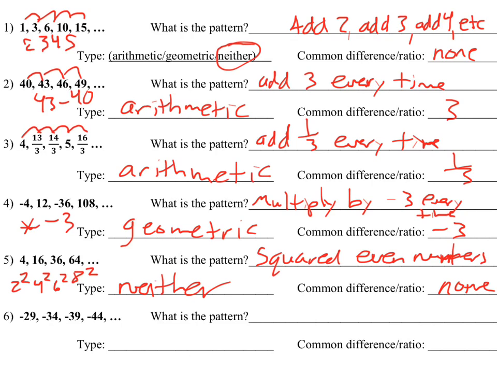The next one, on the other hand, looks like we're going down pretty consistently here. That'd be subtracting 5. The next one subtract 5, and the next one. So the pattern is to subtract 5 each time. And so that type, if you're going to do the same thing every time, it's just going to be arithmetic.